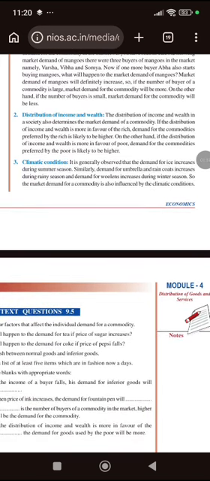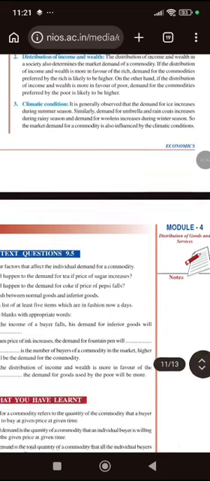Second factor affecting market demand is distribution of income and wealth. That is, how much income is there in society, what is the distribution of income and wealth in society. The distribution of income and wealth in a society also determines the market demand of a commodity. If the distribution of income and wealth is more in favor of the rich, demand for commodities preferred by the rich is likely to be higher. On the other hand, if the distribution of income and wealth is more in favor of the poor, demand for commodities preferred by the poor is likely to be higher.